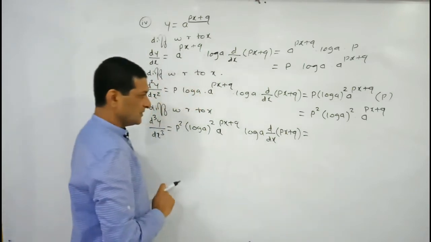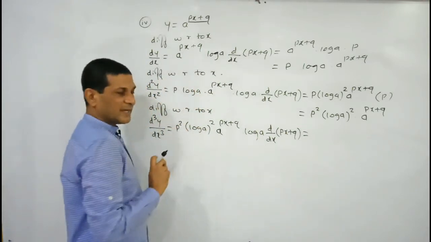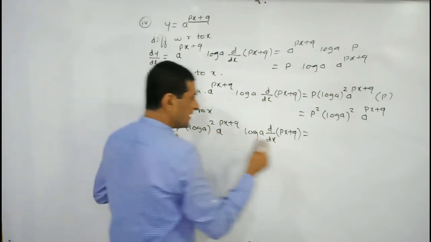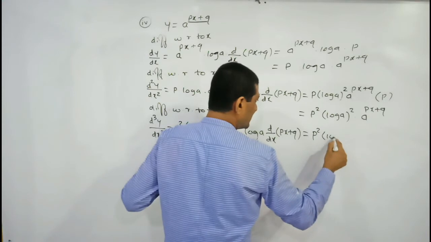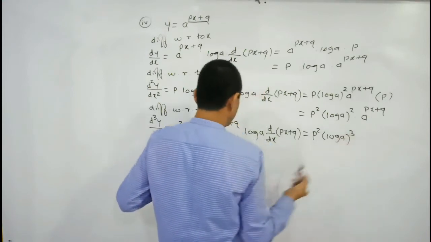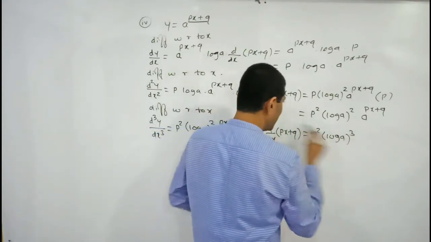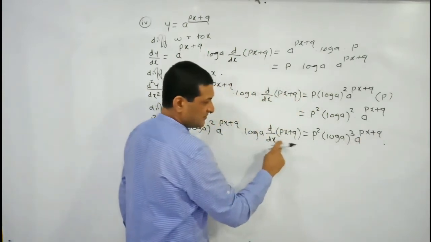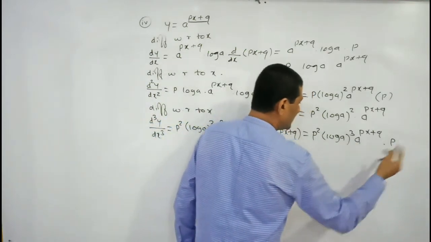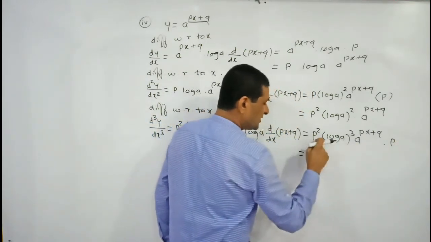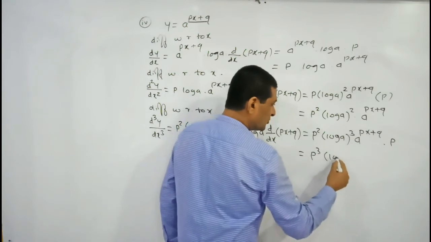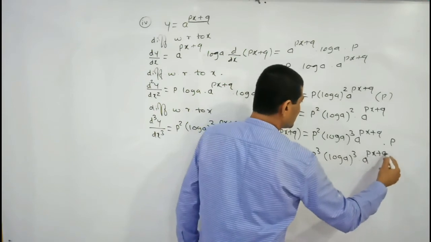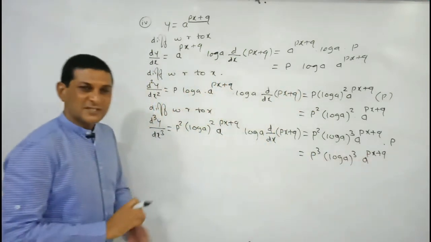So it equals, log a into square of log a will be log a cube. So p square, keep it as it is. Here we will get log a whole bracket cube, keep a raised to power px plus q also as it is, and lastly we differentiate this term, which gives p. So simplify it, p into p square will be p cube into log a whole bracket cube into a raised to power px plus q, isn't it? So the third order derivative is also known to us.